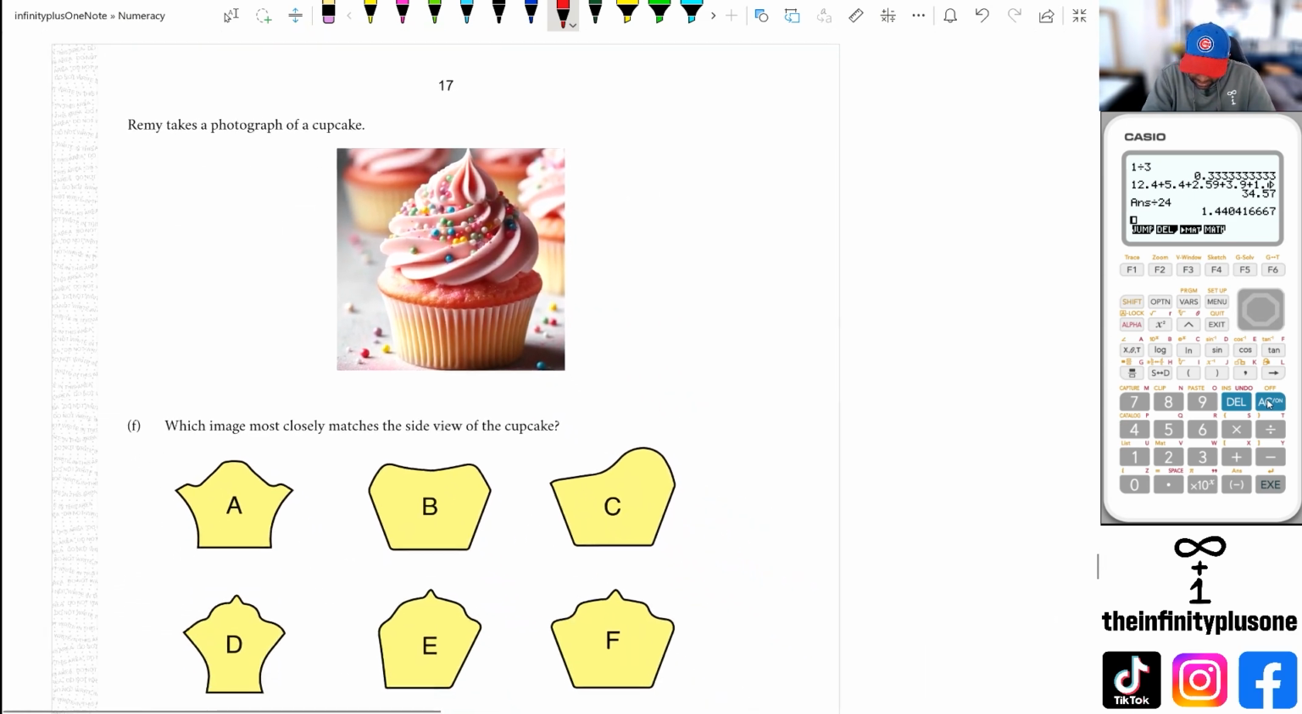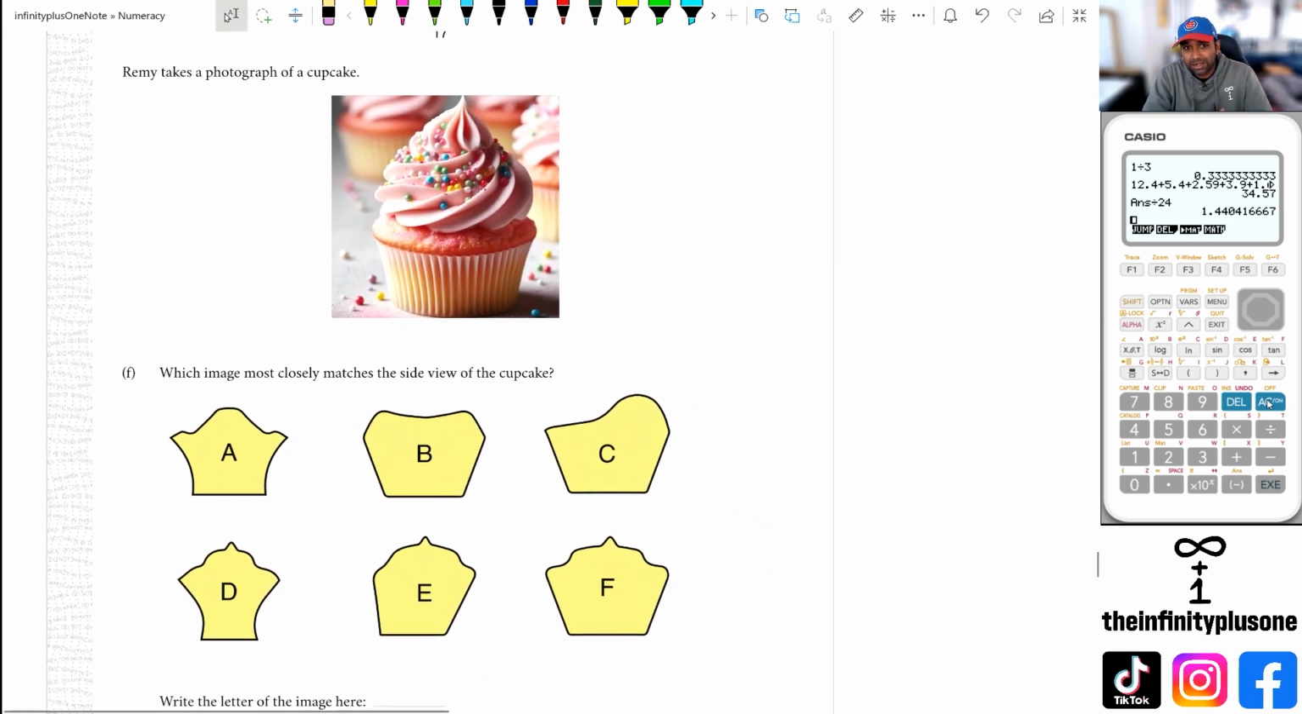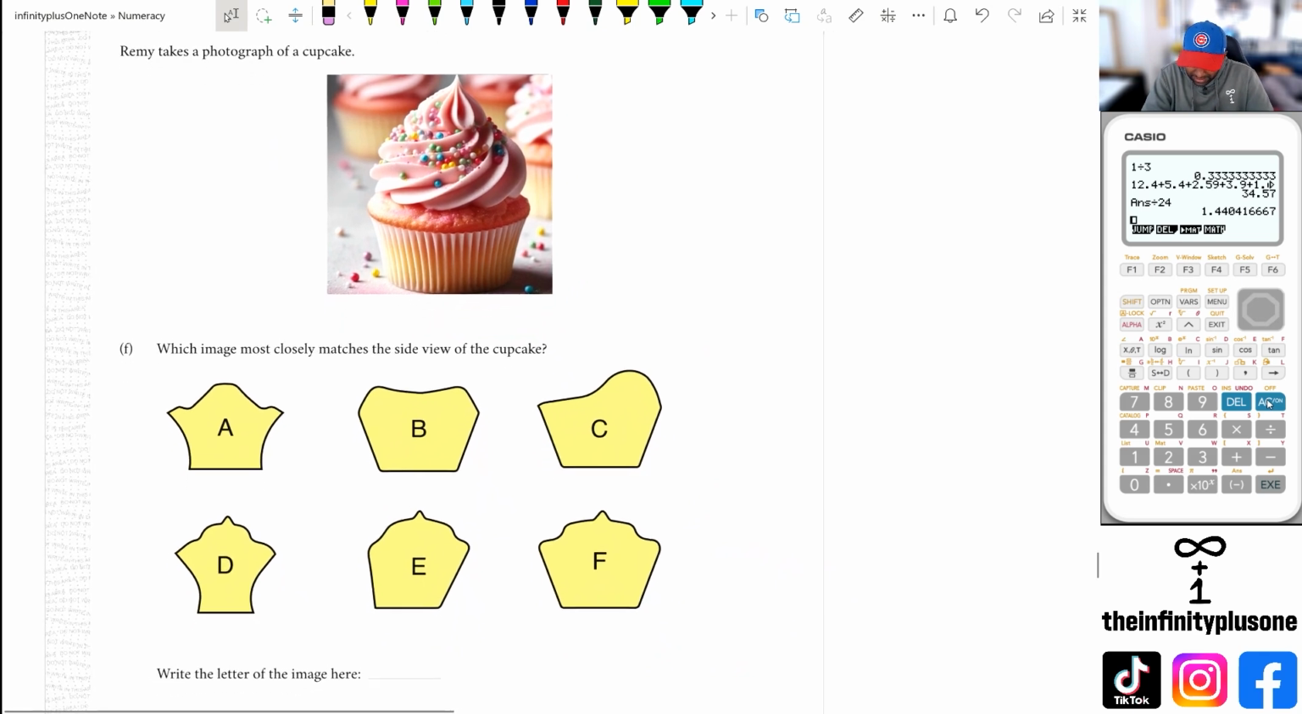Finally, the last part of this question. Now, for this question, I have to apologize. I wasn't allowed to use the original image, so I did create the closest image that I could generate. So there we go. Have a look at this particular cake, and you can have a look at what image most closely matches the side view of the cupcake. Fairly straightforward, this one here, so you can see that it's F.